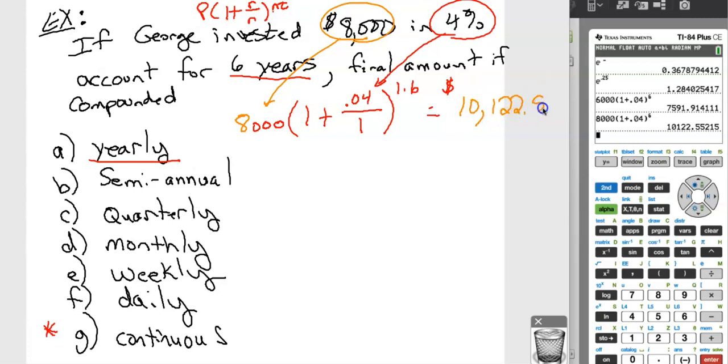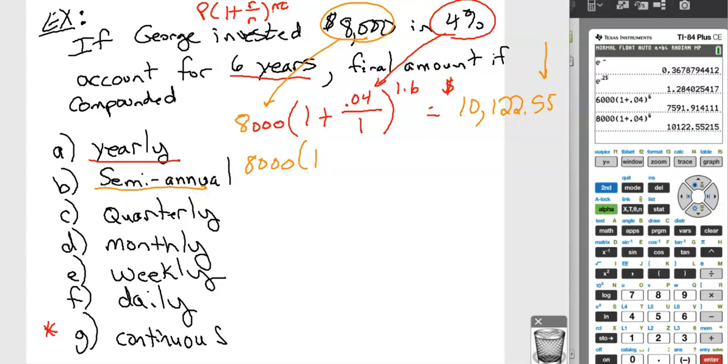$10,122.55. The other thing I do want to point out, notice I'm rounding to 2 decimal places, because with money we round to the nearest penny. All right, so that's $10,122.55.